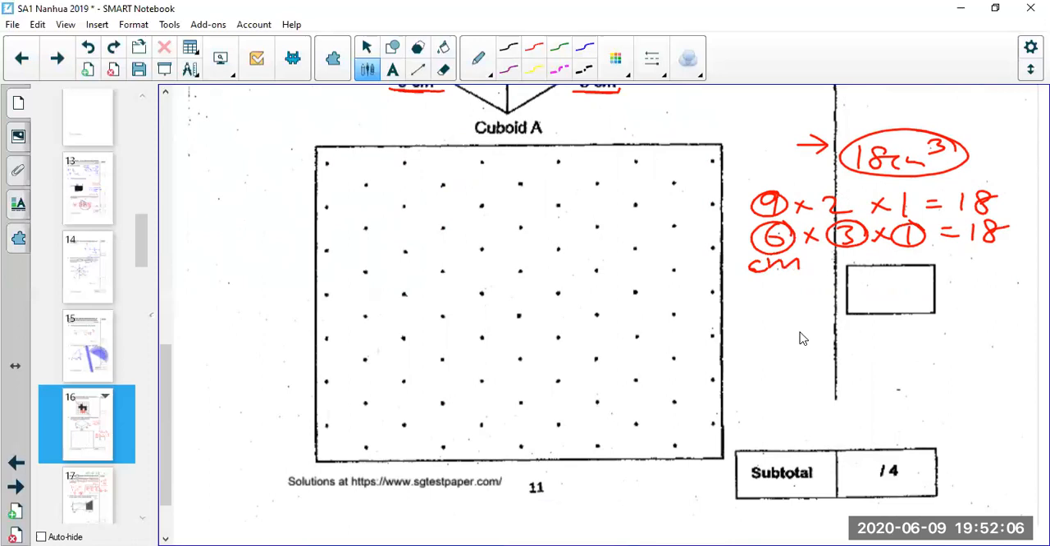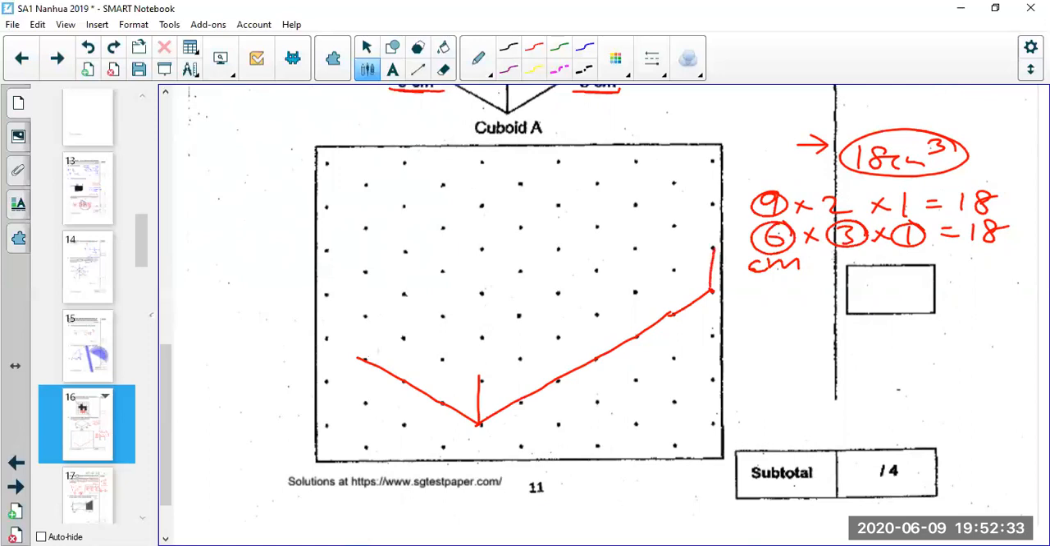All right, how to use the dots? You take from here, that's 1 cm. Then 2, 3, 4, 5, 6. 6 cm. So the length is 6 cm using ruler. Okay, this one is not using ruler. Then 3, the breadth is 3. 1, 2, 3. Then the height is what? 1 cm. Okay, so how to form the cuboid?